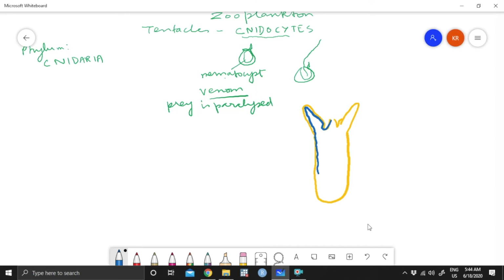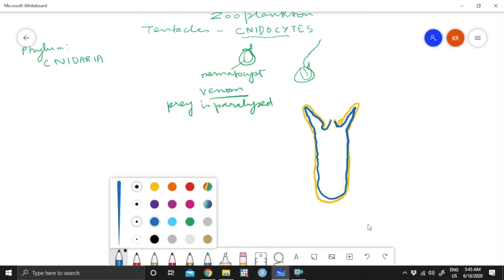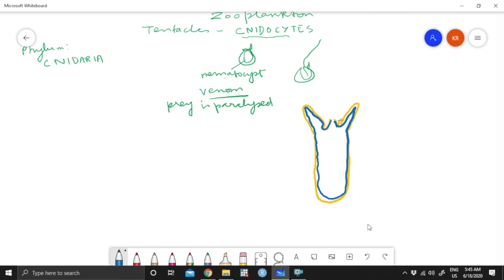So this part, the blue line which I am drawing is the internal layer and the yellow mustard colored part was the external layer. Doesn't matter. Drawing a diagram on this is not so easy. So in any case, let's label this now. This part is the mouth. This is the tentacle.